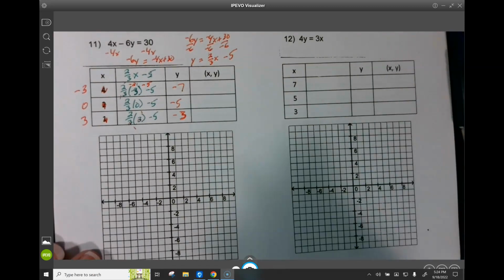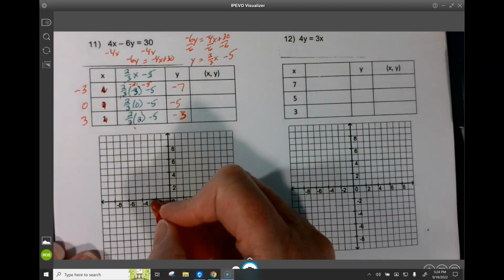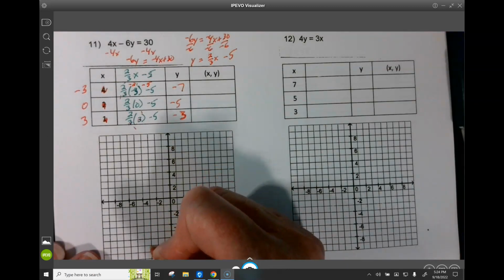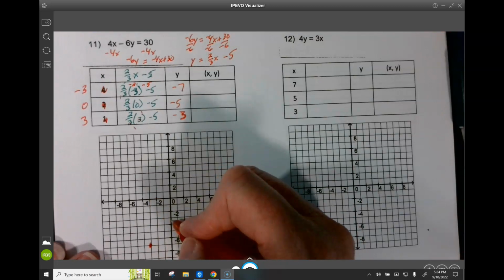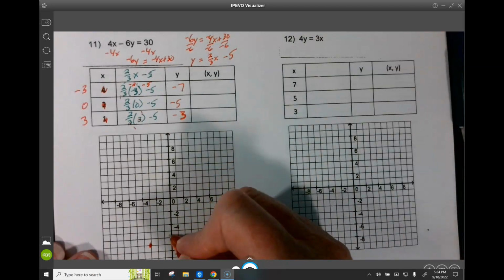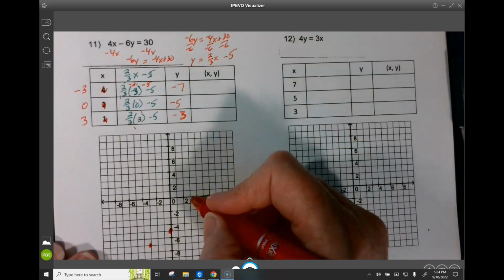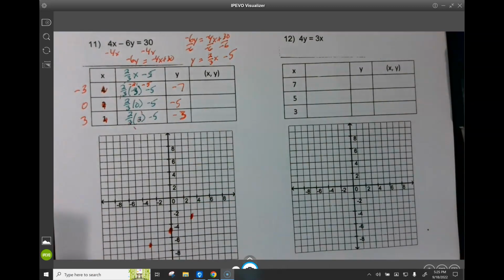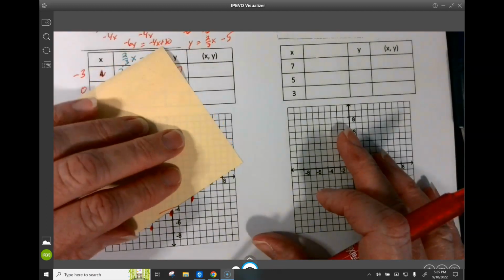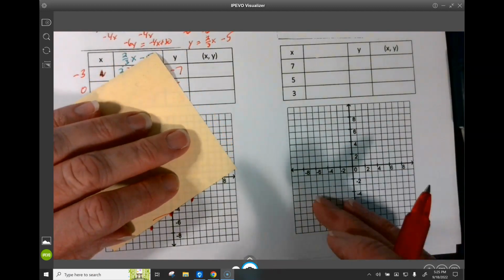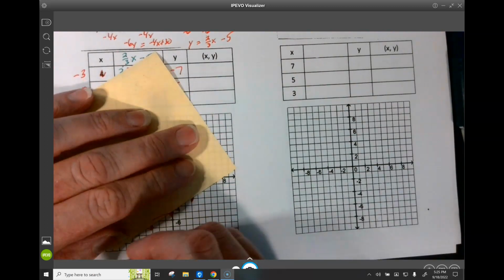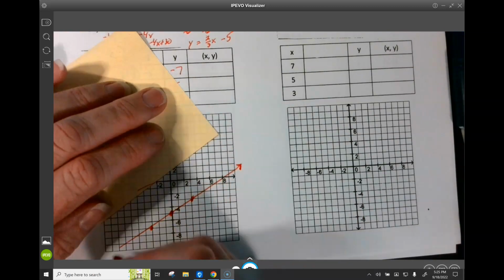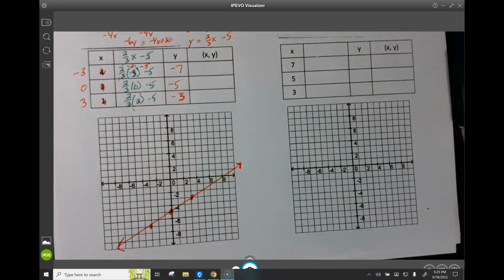Let's plot those points. Negative 3 and negative 7. 0 and negative 5, and 3 and negative 3. Now, you'll notice they always come out to be a line. That's the whole point of this. These are all what's called linear equations. Everything we graph in this unit better be a line. Okay, if it's not, we did something wrong. So these are called linear equations because they form a line.